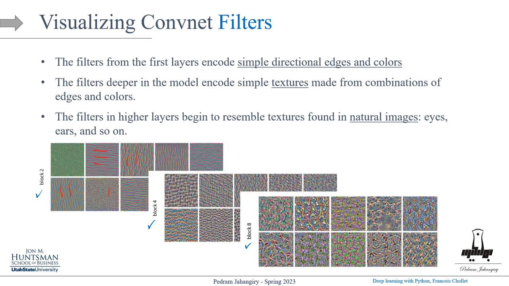Then as we go deeper in the network, it seems that those filters are encoding some texture. So now there is more texture to these ones, right? Hopefully you're seeing the textures. And these textures are made of a combination of those filters. Again, as we go deeper in the network, we're going to see more textures that are similar to what we see in real images. So for example, you can see a bunch of eyes here, ears here, etc.